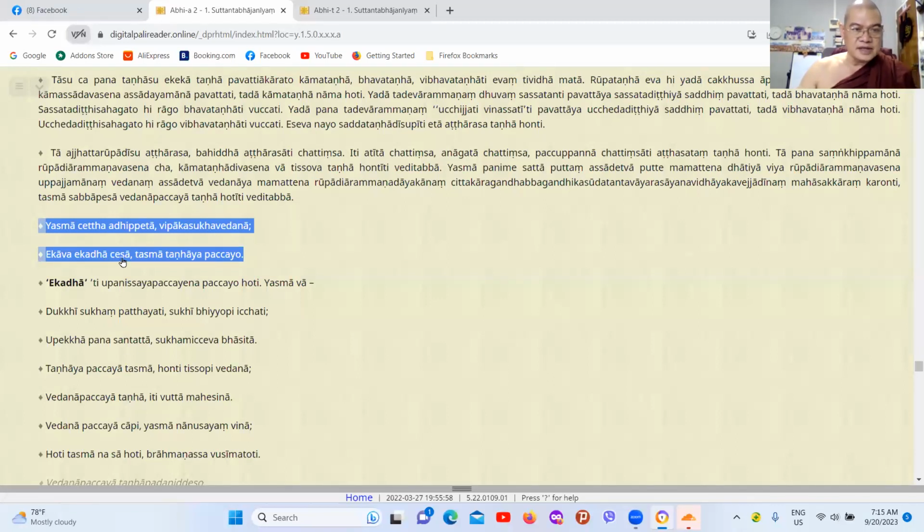Ekada sya esa here. Ekada wisa, this one, not sisa. Ekada wisa should be. Ekada wa esa. This is wrong, you know. So we see two wrong things here. Here also we have a type of error maybe. What is it? We have one thing here also.